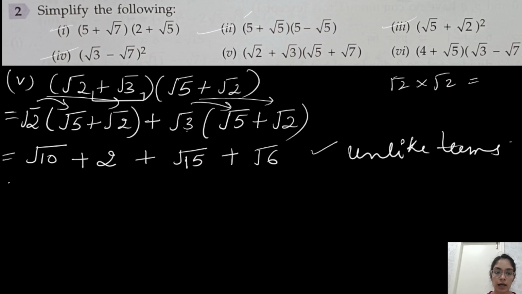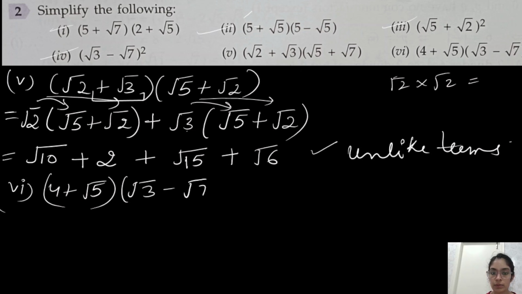Now let's do the last part of this one, the sixth one: (4 + √5)(√3 − √7). In this one also, all the terms are different. So that means we have to do it the same way we did the previous part. No use of an identity is possible.